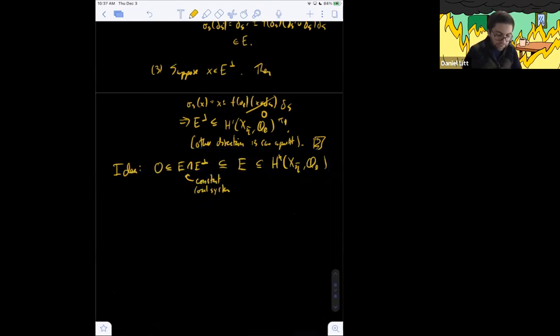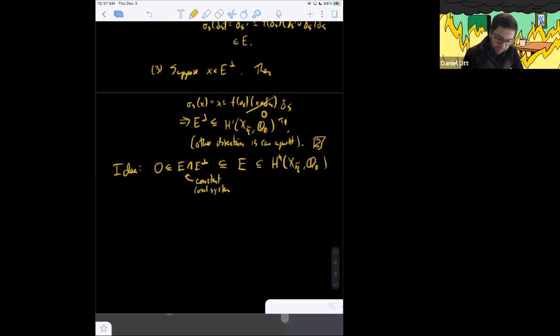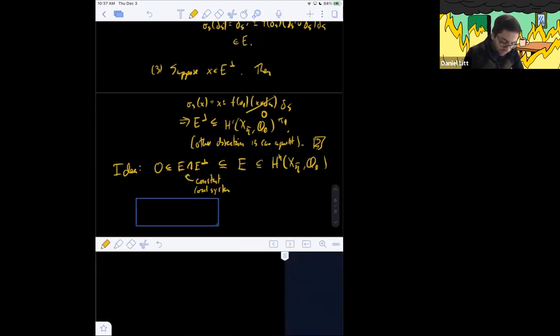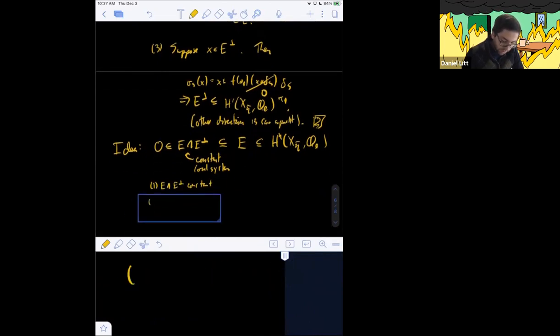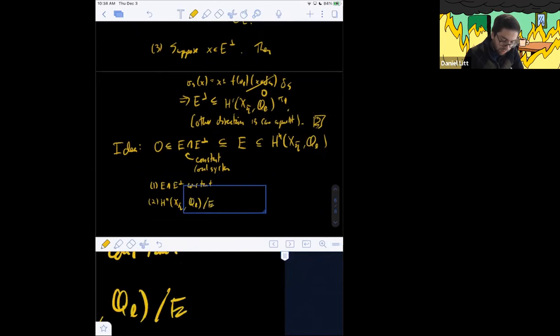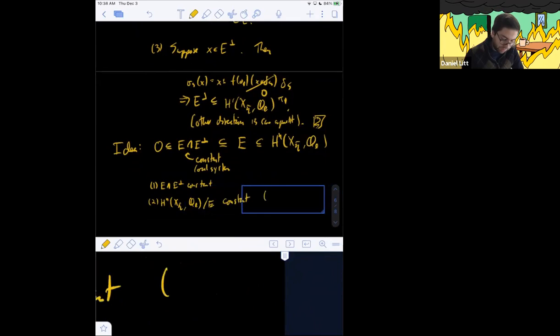Okay, and so what's happening? This local system here is not interesting. It's a constant local system on P1. We can understand it just by understanding the fibers, which is something we can understand via the induction hypothesis. So let's look at these three parts. E intersect E perp is constant, so that will be easy to understand. Then there's another part, which is Hn x eta bar QL mod E. This is also constant, again by Picard Lefschetz.